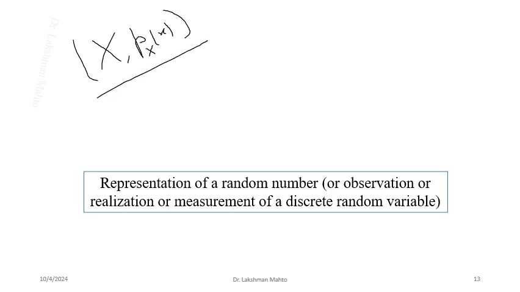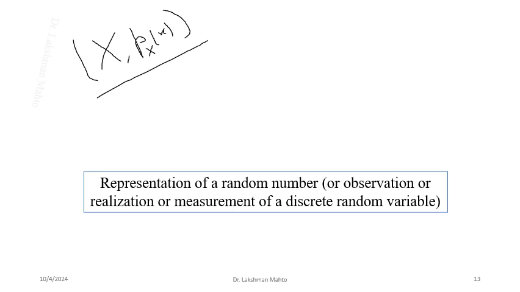Whether it is giving better information or complete information, if we know a random variable, that means we know all possible random numbers that X is observing, and we know the probability of observing those random numbers, then is our job done? It is not done. We have to go further, to the representation of those random numbers.